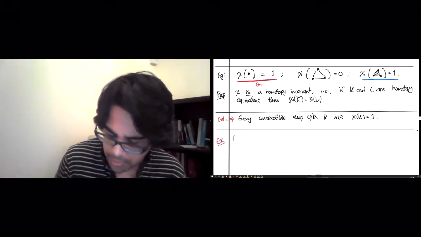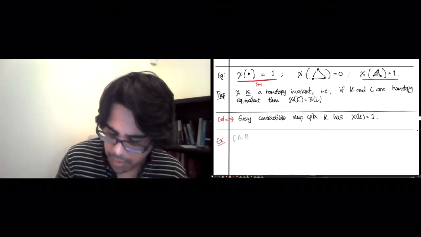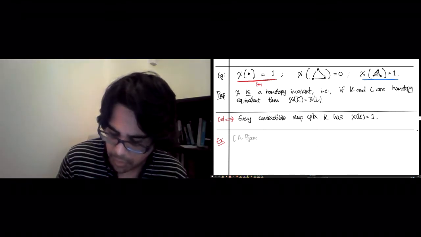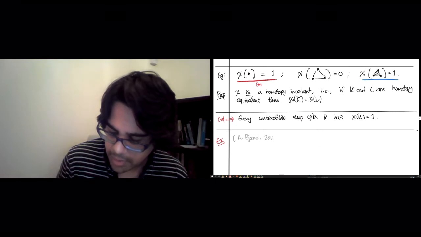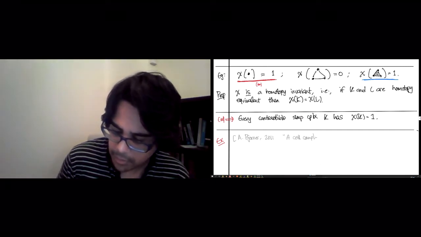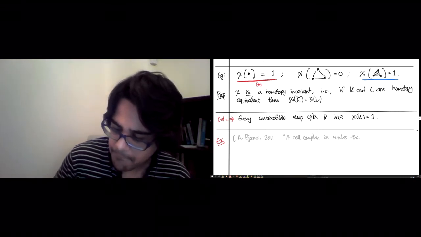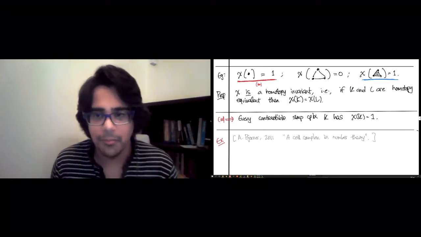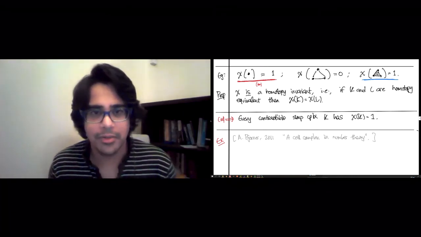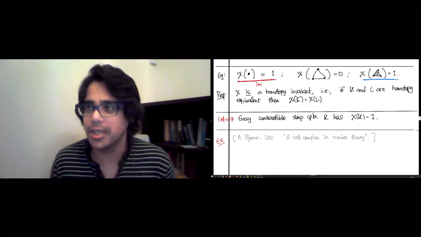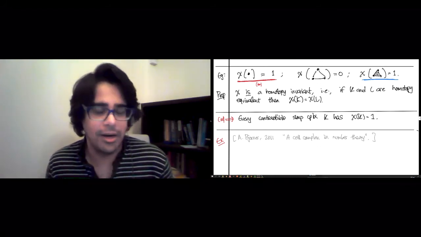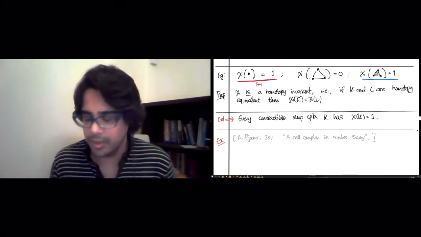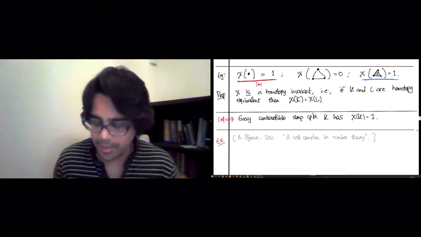I learned about this from a paper of Anders Björner in 2011 called A Cell Complex in Number Theory. And here is how an Euler characteristic computation can be essentially impossible or really hard, depending on what you believe. Okay, so here's the setup.